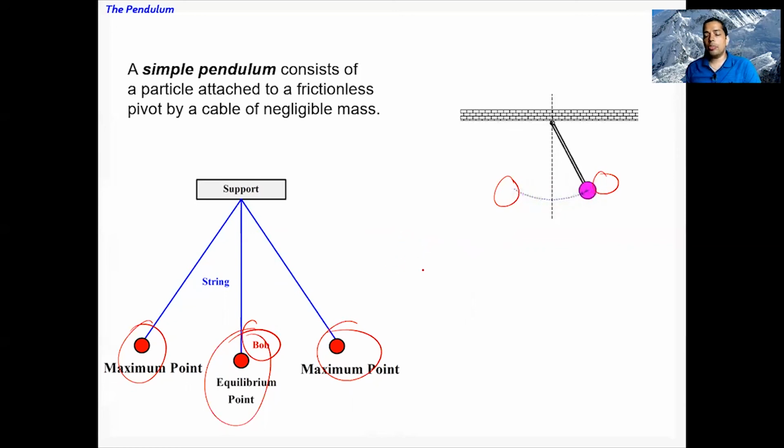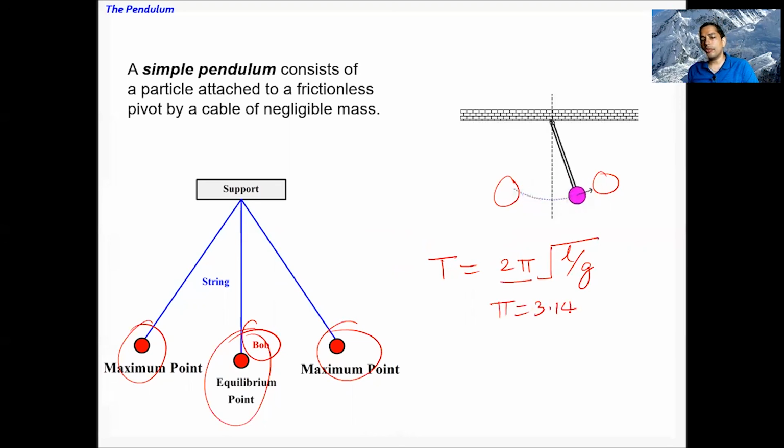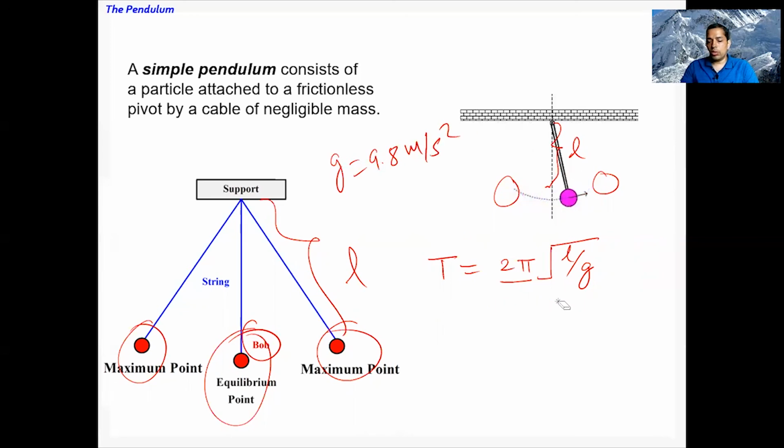In the case of a simple pendulum, the time period of oscillation is given by 2 pi square root of L over g. 2 pi is constant, as you know: 2 is a number, pi is 3.14, and L is the length of the cable. The length of the cable here, this is L. And g is acceleration due to gravity, and on the Earth's surface g is equal to 9.8 meters per second squared. So let's do a problem here.